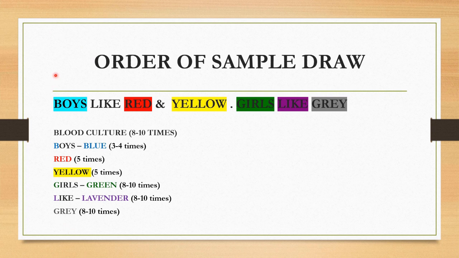One more thing you can notice here, it is very easy to remember how many times you need to mix the tube. Look here, boys like red and yellow. So the blue tube, red and yellow tubes you can mix 5 times. And girls like gray, the green tube, lavender tube and gray tube, 8 to 10 times.